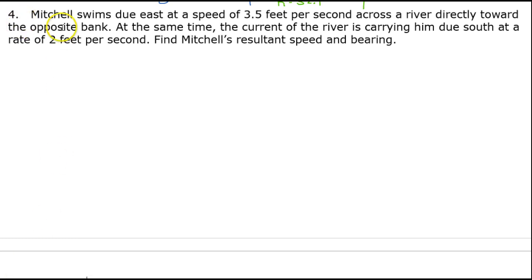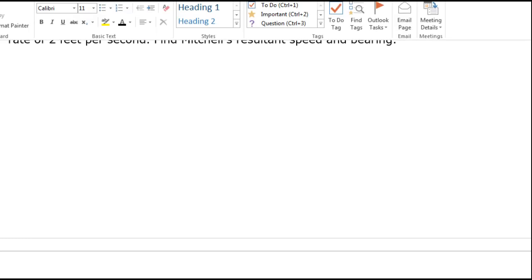So, in problem number 4 here, Mitchell swims due east at a speed of 3.5 feet per second across a river directly towards the opposite bank. At the same time, the current of the river is carrying him due south at a rate of 2 feet per second. Find Mitchell's resultant speed and bearing. Okay, let's start with a diagram.